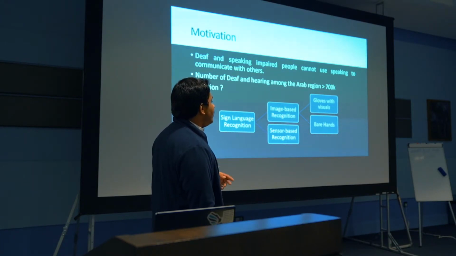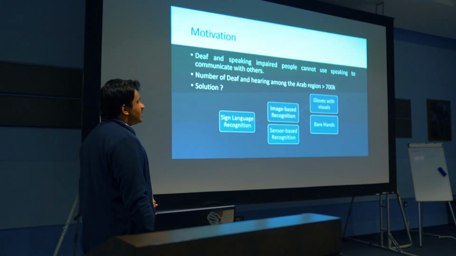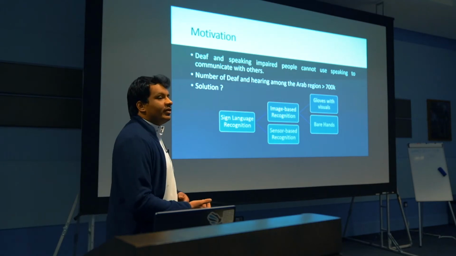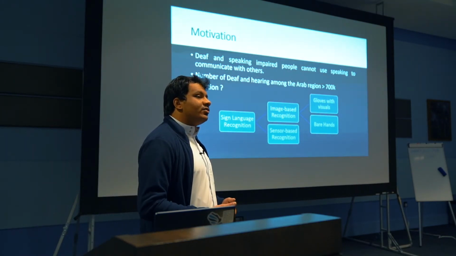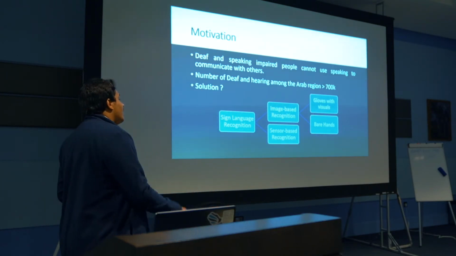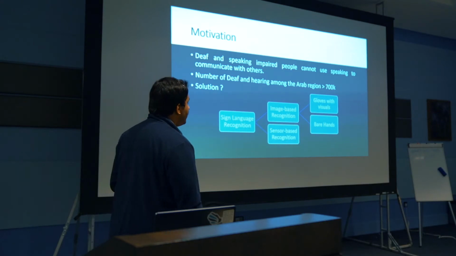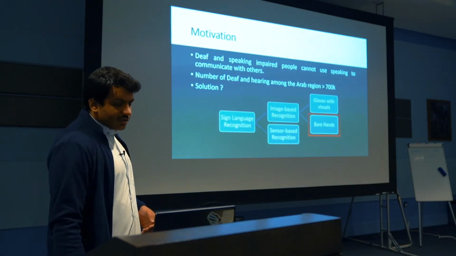There are two methods mainly: gloves with visuals, in which you wear a glove with red color or whatever color, and it would be easy to segment your hand movements. And on the other hand, you have bare hands, which is kind of difficult. And so I chose bare hand.